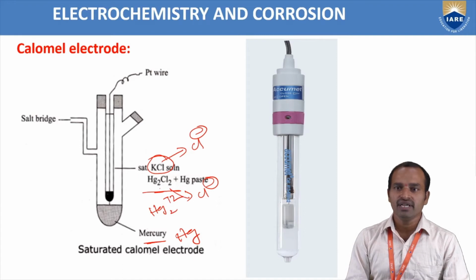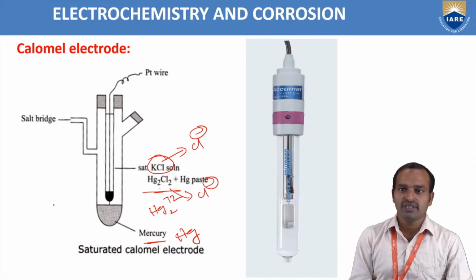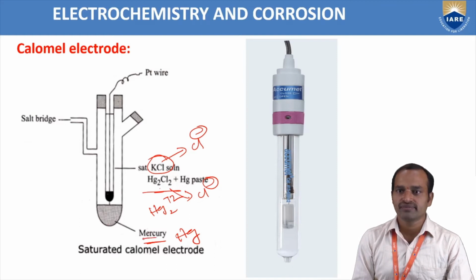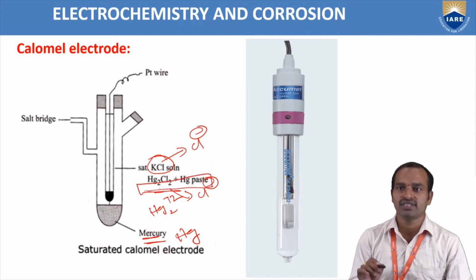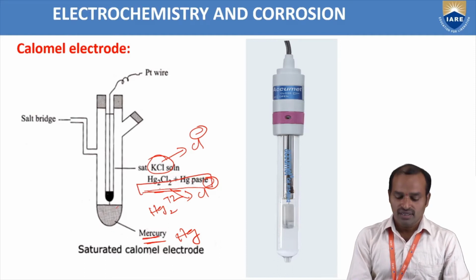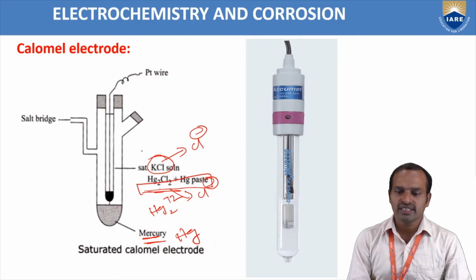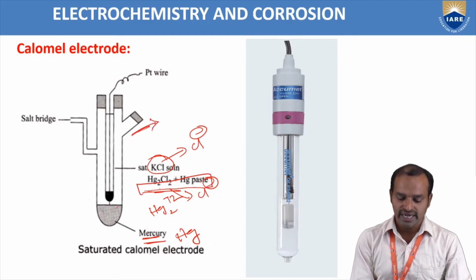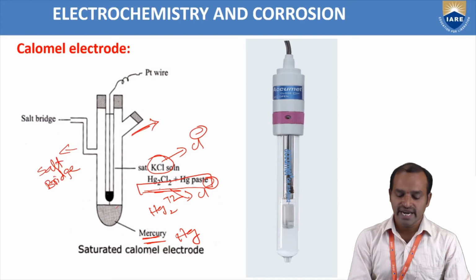The calomel electrode consists of a glass tube. At the bottom we take the mercury. After that we take the Hg2Cl2 plus Hg paste. Then we take the KCl solution. The calomel electrode has an inlet on the right side and a salt bridge on the left side, and we insert a platinum wire.